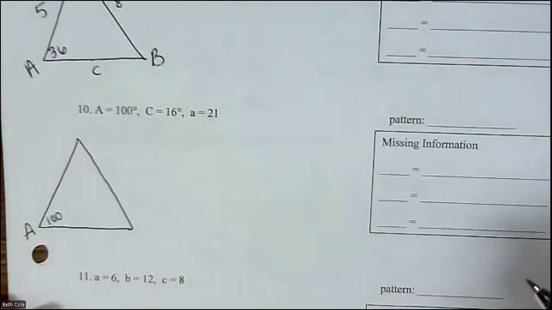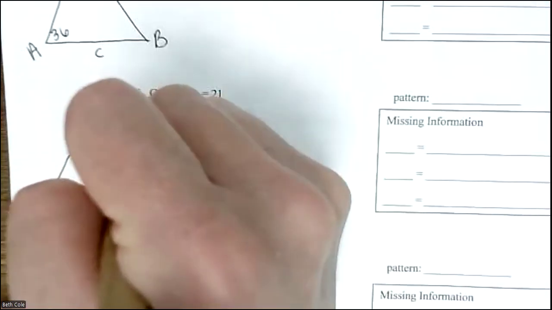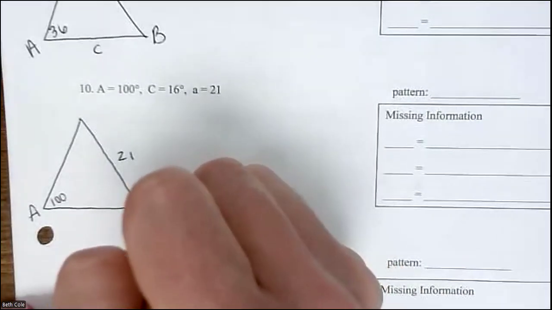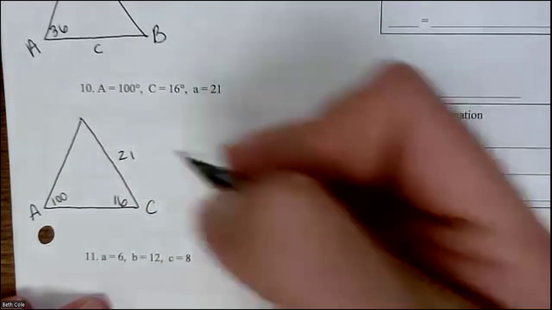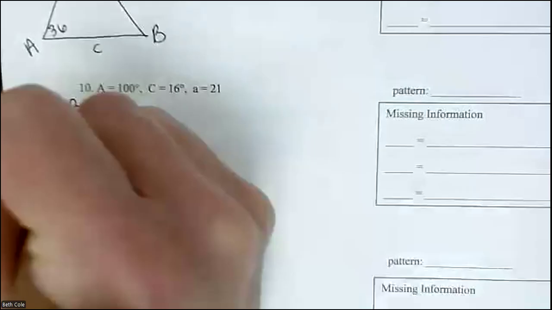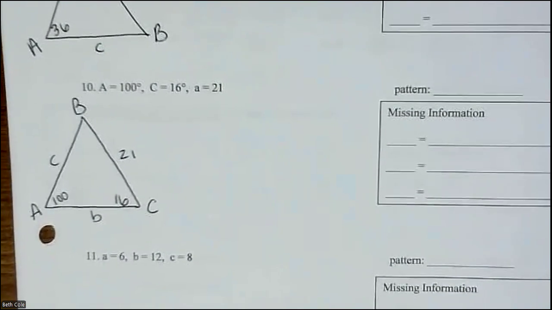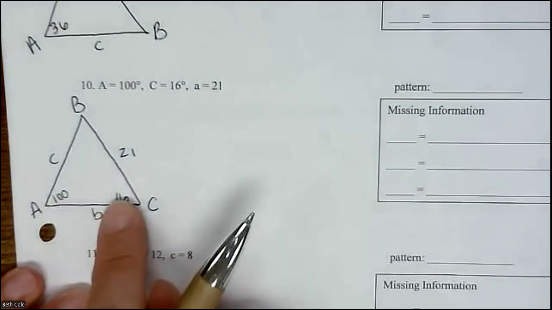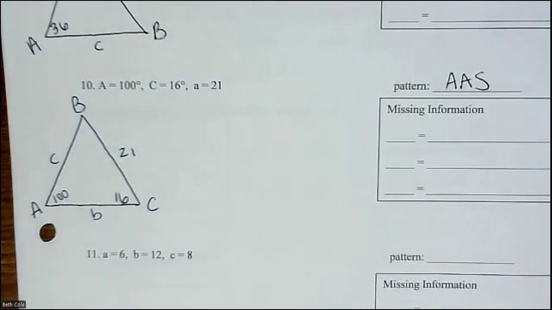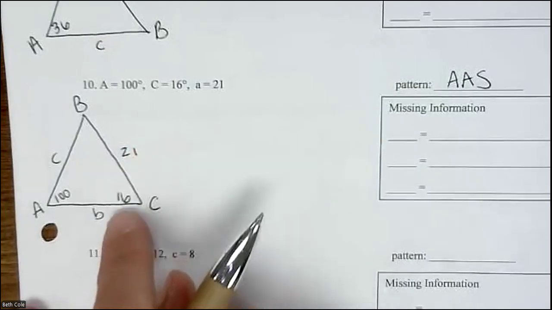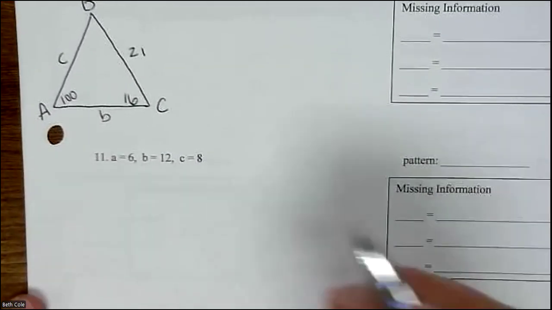Angle A is 100. I get that it's obtuse, but don't worry about drawing it to scale. It doesn't matter, right? Little a is 21. Big C is 16. And then the one you don't know anything about goes at the top. So what is the pattern for that one? Yeah, angle, angle, side. Or side, angle, angle, that's fine. What's important though is that the side is not in between them. That would be ASA. Okay.